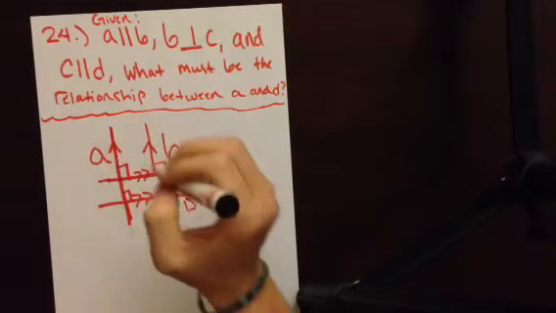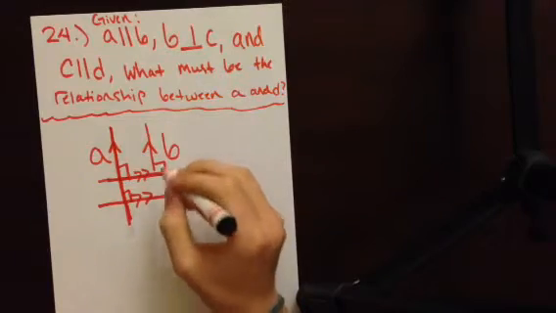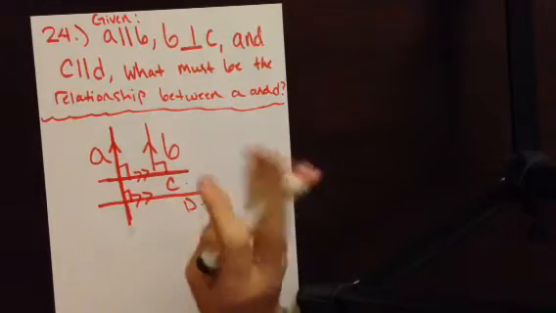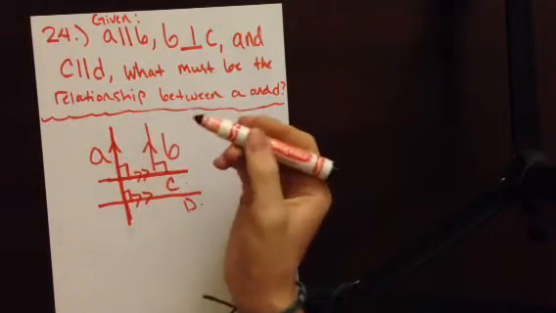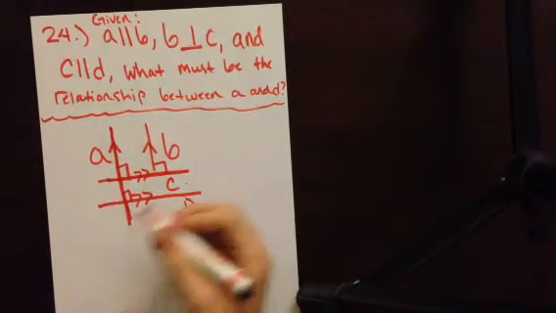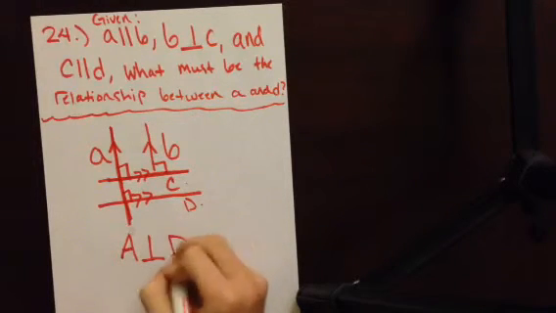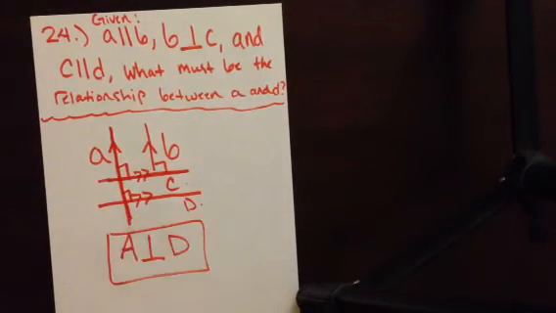So you can think of it that way, or you can think of it another transitive property way, which is, since A is perpendicular to C and C is parallel to D, by the transitive property, A and D also have to be perpendicular. So the answer here is, the relationship is that A is perpendicular to D.